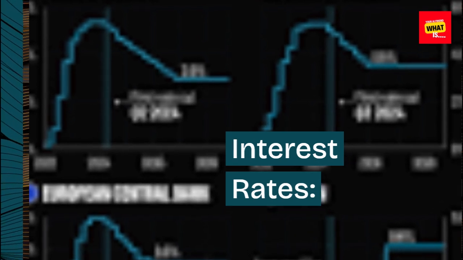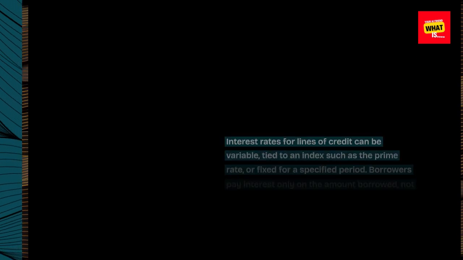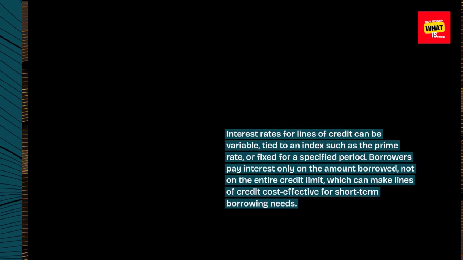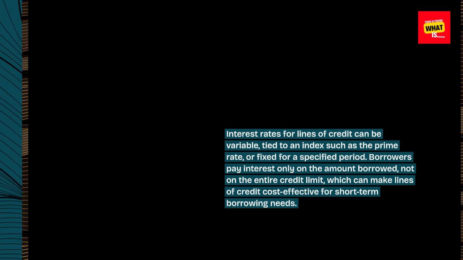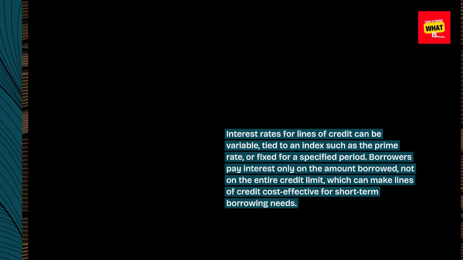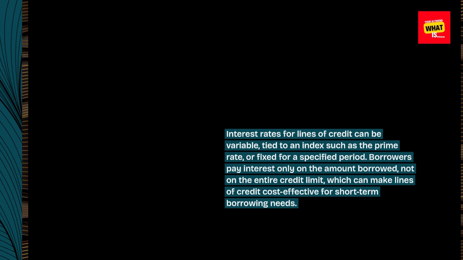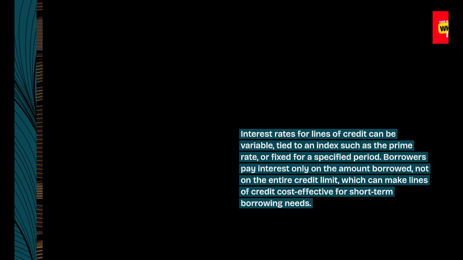Interest rates. Interest rates for lines of credit can be variable, tied to an index such as the prime rate, or fixed for a specified period. Borrowers pay interest only on the amount borrowed, not on the entire credit limit, which can make lines of credit cost-effective for short-term borrowing needs.